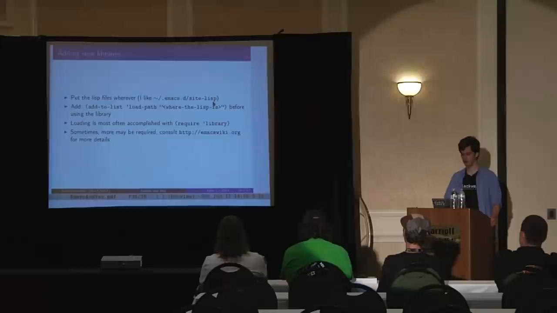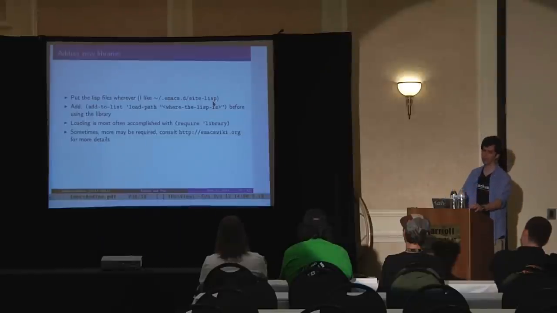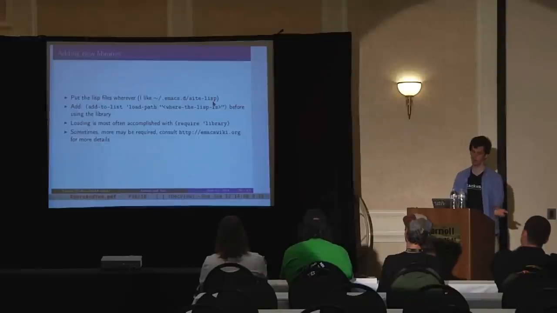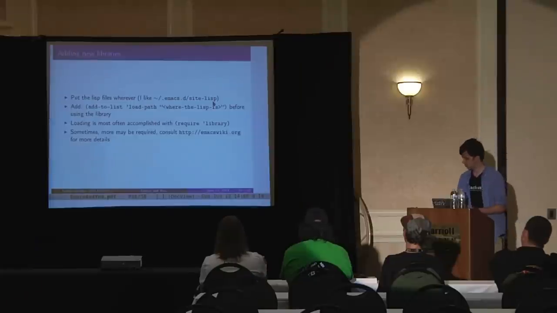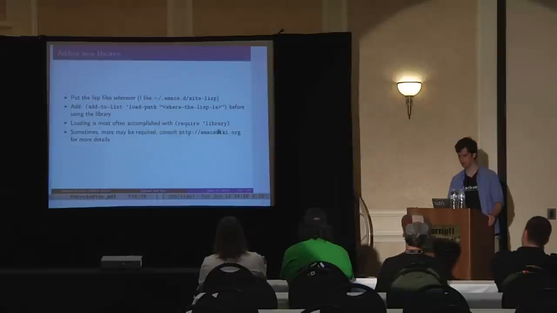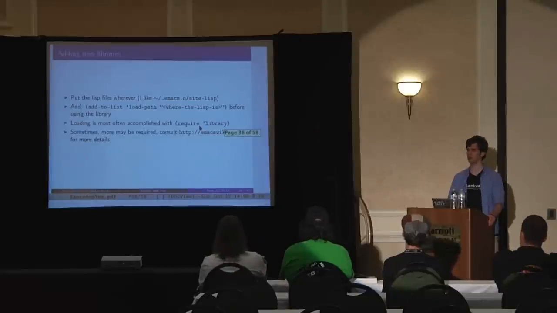So adding new libraries, there are lots of random Lisp files lying around on the internet. You can get them from various places. I put them in the .emacs.d site-lisp directory. To actually load the file, make sure the files are visible to the system, you have to add to the load path, so you have to call this function here. And as I mentioned before, for the library, you just do this require, and it will usually load all the important library features.